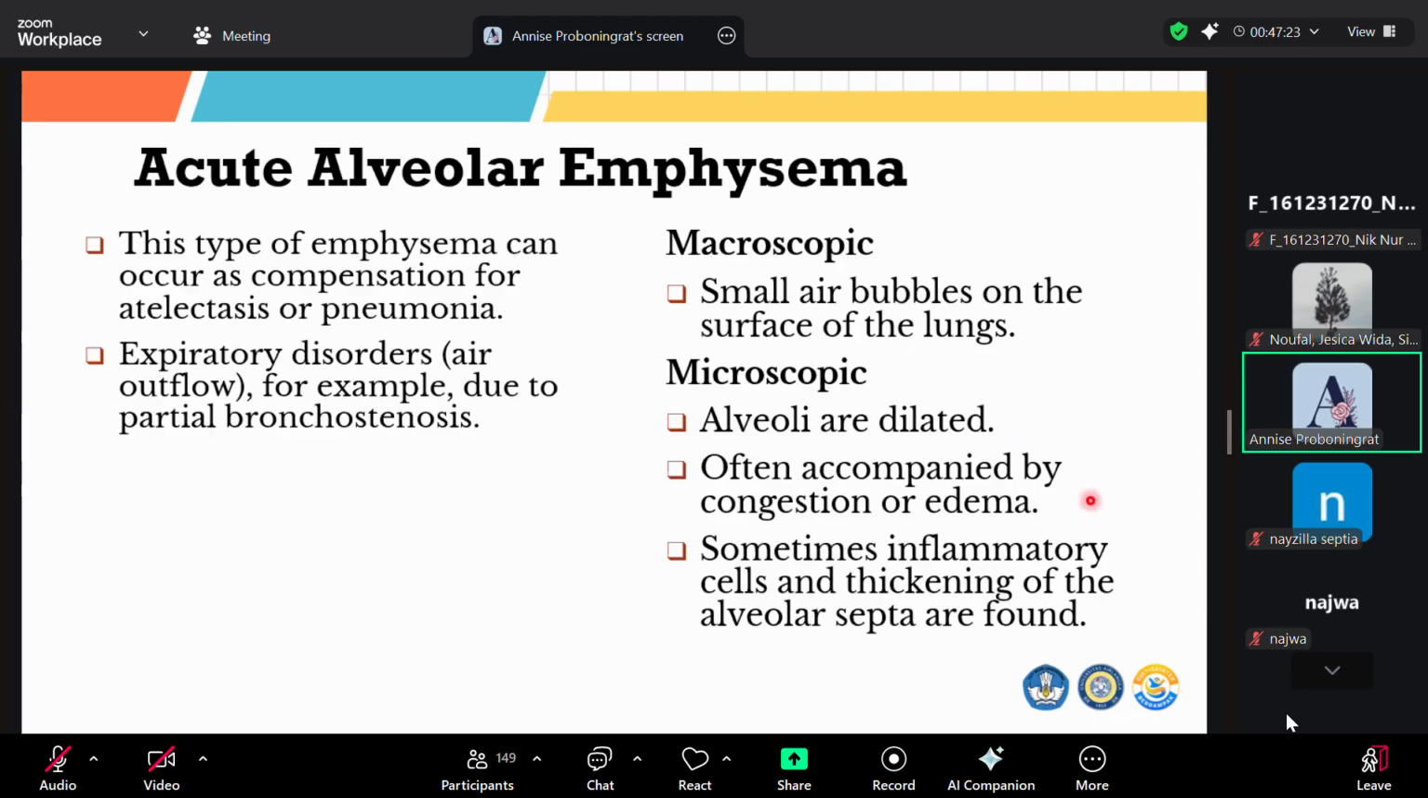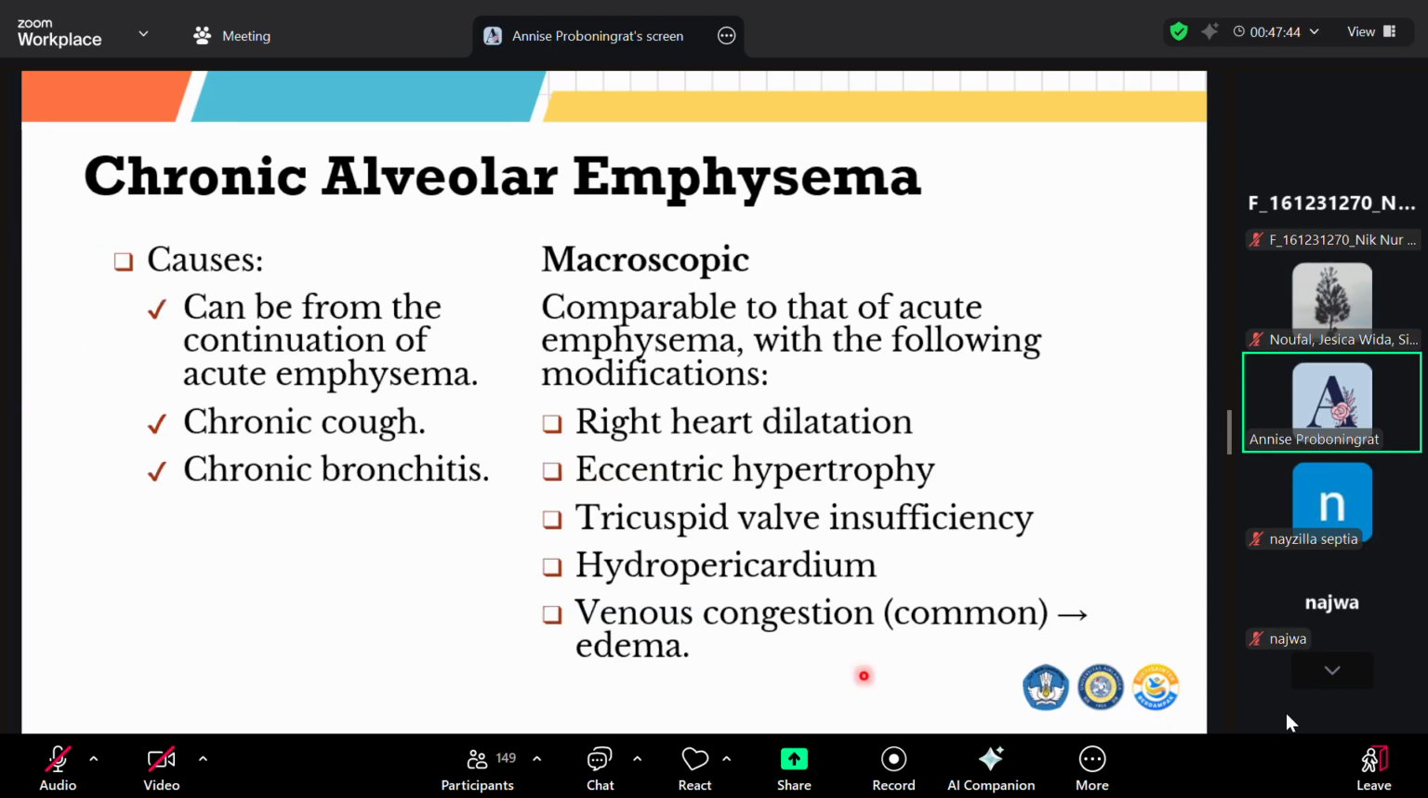or pulmonary edema, pulmonary fibrinous pneumonia, and sometimes there is infiltration of inflammatory cells and the thickening of the septa.